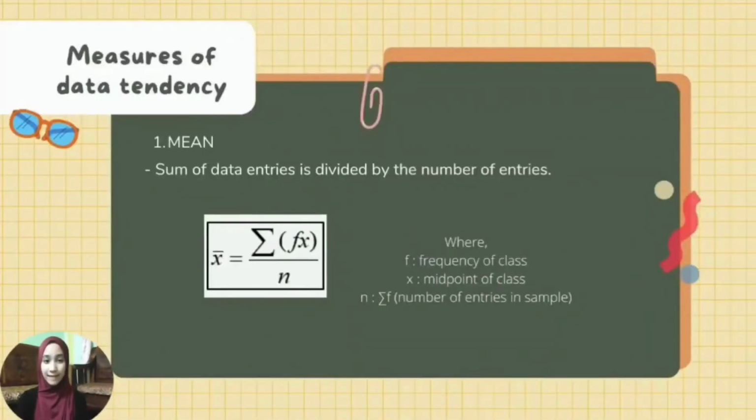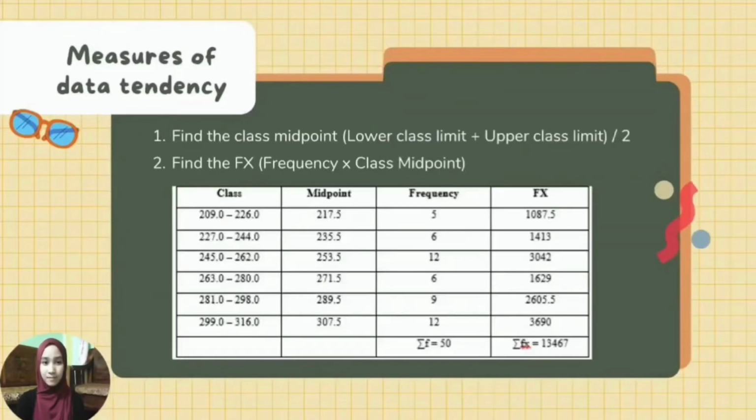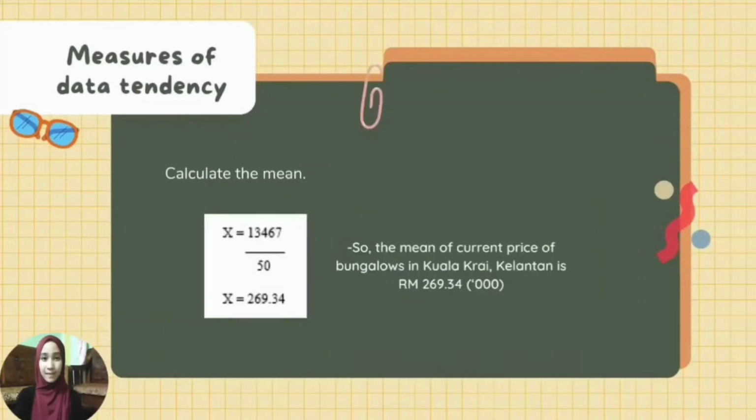Mean is the sum of data divided by the number of entries. So this is the formula for mean. The first step for mean is to find the class midpoint, and secondly find fx, which is frequency multiplied by class midpoint. Then calculate the mean. So the mean of the current price of bungalows in Kuala Krai, Kelantan is 269.34 thousand.